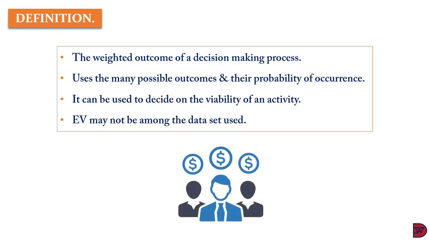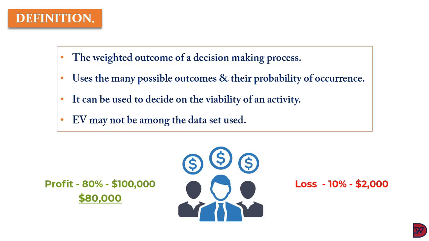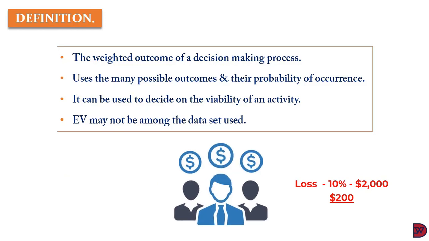Expected values can also be used by investors to determine the yield of their activity, whether positively or to minimize the risk of losing money. So if an investment opportunity has an 80% chance of yielding $100,000 profits per annum, and a 10% chance of leading to a $2,000 loss, the expected value is found by multiplying the 80% by the $100,000 and then multiplying the 10% by the $2,000. Then you sum the various products. That gives you the benefit that the investor is likely to earn.